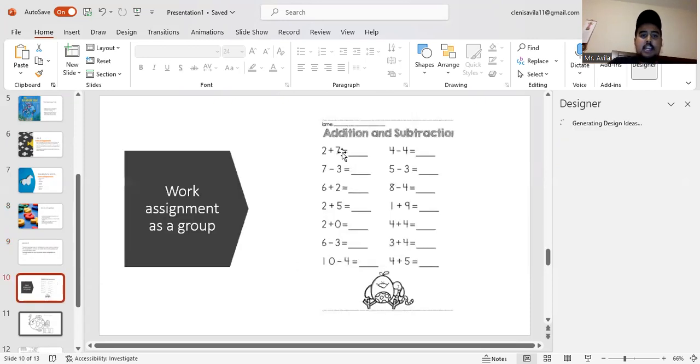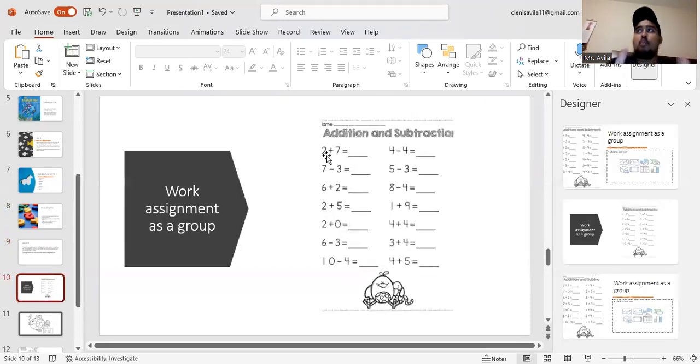So let's say for example, I'm gonna give them this one worksheet. I'm gonna ask a question. Who can tell me what is 2 plus 5? Who can tell me what is 8 minus 4? If we're saying plus, what are we doing? Addition or subtraction? If I say 8 minus 4, what are we doing? Are we doing addition or subtraction?